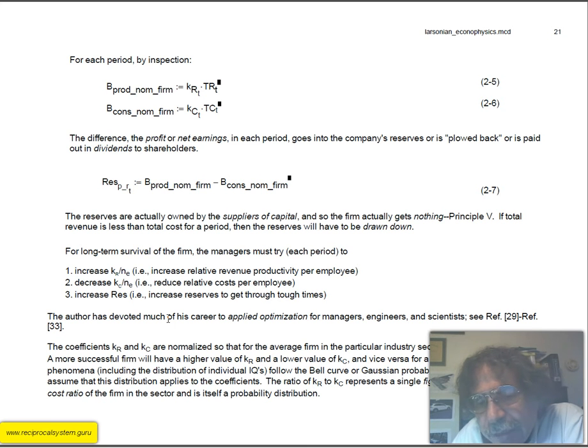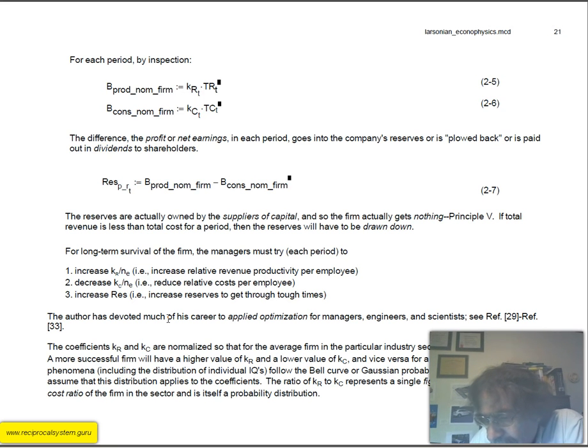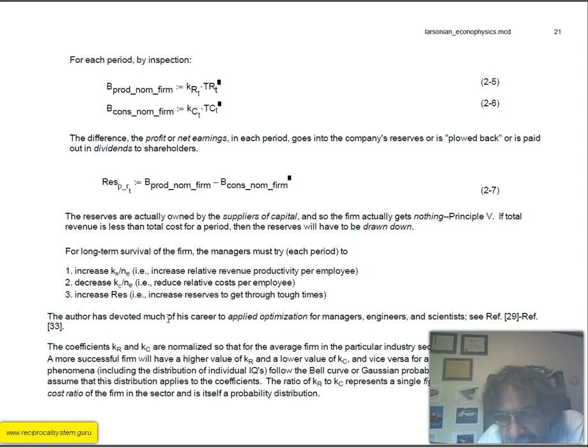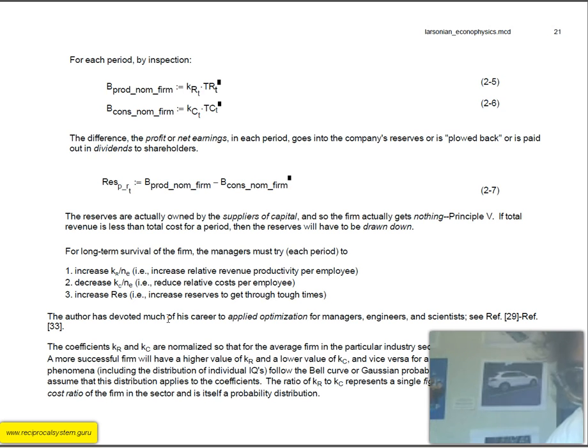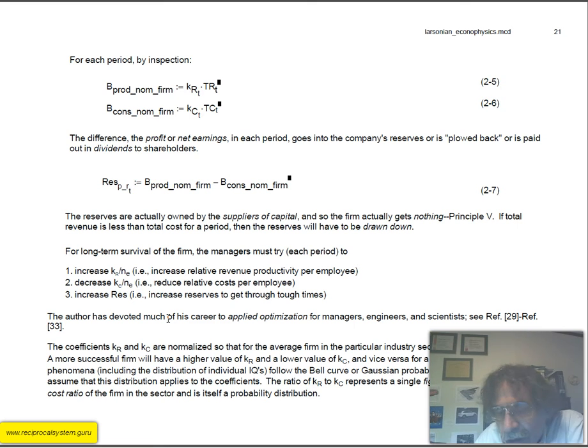Now, the coefficients K sub R and K sub C are normalized so that the average firm in the particular industry sector, the values are equal to 1. A more successful firm will have a higher value of K sub R and a lower value of K sub C, and vice versa for a less successful firm. Many phenomena, including the distribution of individual IQs, follow the bell curve or Gaussian probability distribution, so we can assume that this distribution applies to the coefficients. The ratio of K sub R to K sub C also represents a single figure of merit or benefit to cost ratio of the firm in the sector, and is itself a probability distribution.